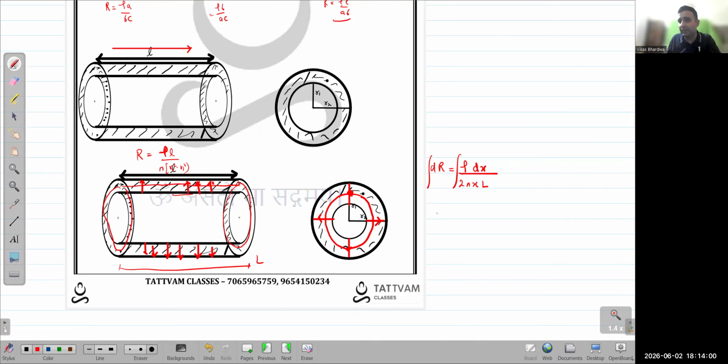And if I integrate it, it will be R is equal to rho into 2 pi L into dx by x. We are integrating from, let's say, inner radius R1 to R2, which will be rho upon 2 pi L into ln R2 by R1. 1 upon x is log x, and I have put the limit R2 by R1. Clear or not?